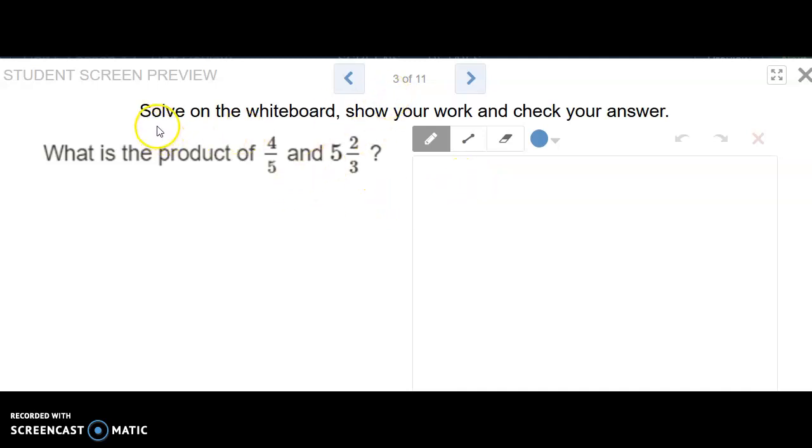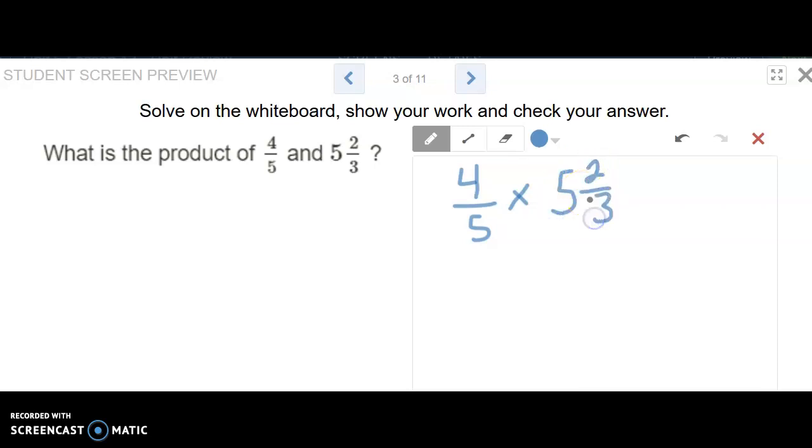Question number 3. It says to solve on the whiteboard, show your work and check your answer. What is the product of 4/5 and 5 and 2/3? Okay, so I'm going to write the problem on the board. 4/5 times, product means I'm going to multiply, 5 and 2/3.